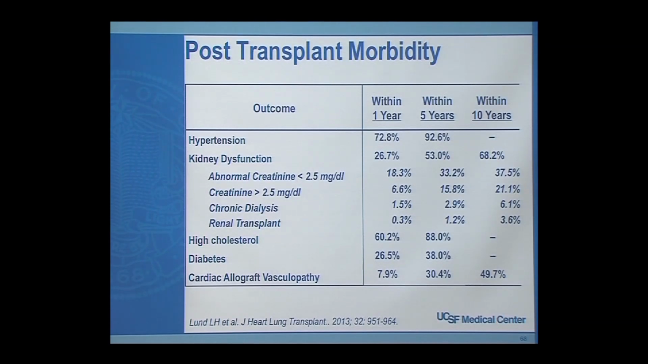A lot of patients develop high cholesterol if they haven't had prior high cholesterol. About a third of the patients develop diabetes, mainly due to the prednisone, the steroids that we use initially, and also some of the other medications that we use long term. Again, usually it's managed by diet and medications.